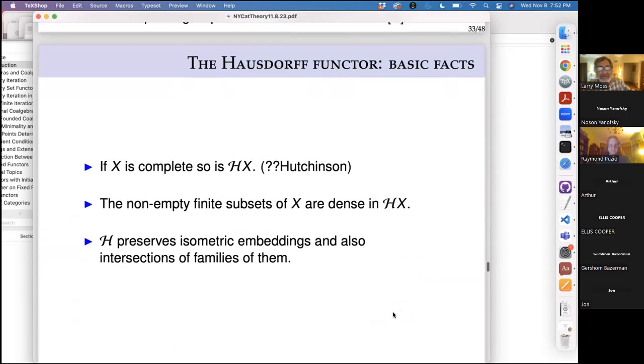And so here are some facts about this. If a space is complete, then, as Hutchinson proved in his famous paper on fractals, H of X is also complete. And the finite subsets are dense. All finite subsets are compact, and this is a dense subset of that. And it preserves isometric embeddings, which means maps between metric spaces that preserve the distance exactly. So H of an isometric embedding is again an isometric embedding.